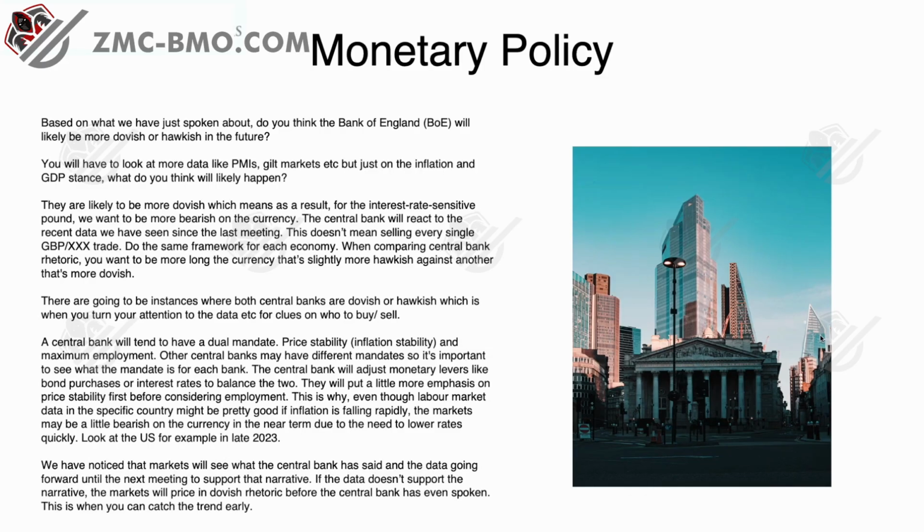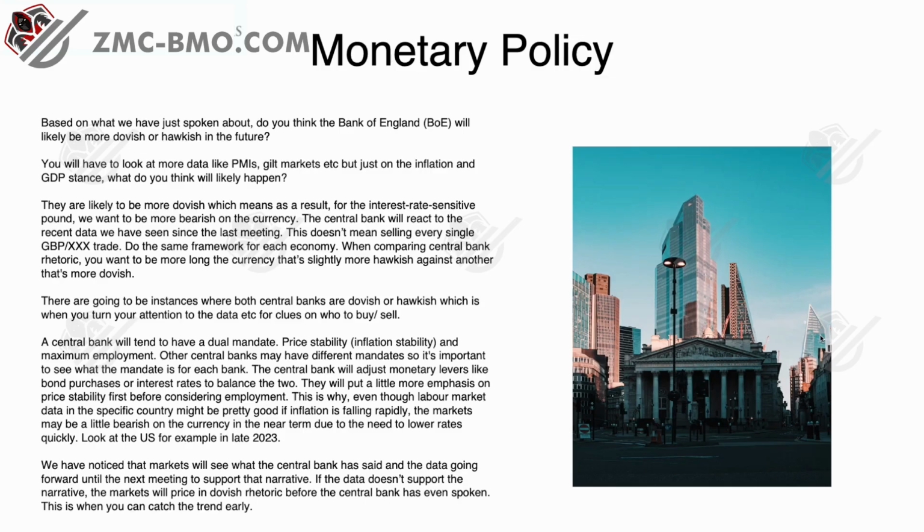We have noticed that markets will see what the central banks have said and the data going forward until the next meeting to support the narrative. If the data doesn't support the narrative, the markets will price in dovish rhetoric before the central bank has even spoken. This is when you can catch that trend easily or a lot earlier. What we mean by that is, for example, the Bank of England, at the last meeting that we had, they were saying how inflation's really sticky still, and the growth is still pretty good. Therefore, we probably need to remain on hold for longer. They pushed back on those cuts.